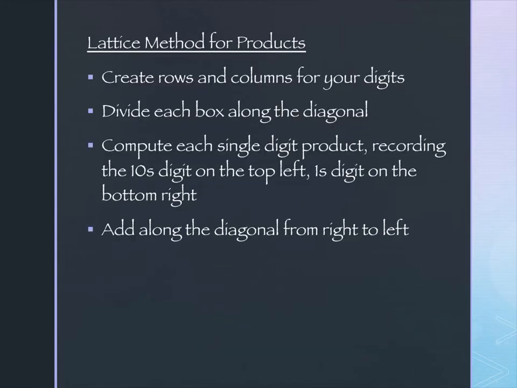Lattice multiplication is a method for finding products. Okay? So what we do is we create rows and columns for our digits. We divide each box along the diagonal. We compute each single digit product with the tens digit in the top left, the ones digit in the bottom right, and then we add along diagonals. So jot those details down, and then I'll show you what it does.